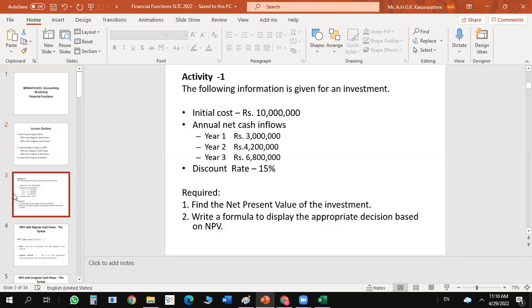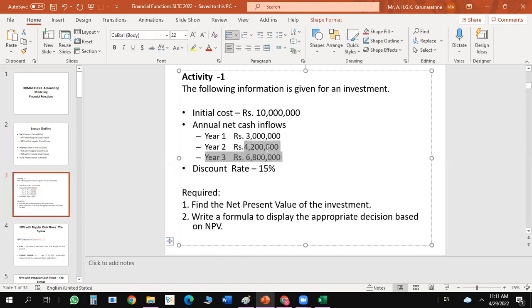So we'll have a simple example. Activity number 1. The following information is given for an investment. So this information is related to a particular investment. Let's say initial cost take 10 million. Annual net cash flows, let's say net cash inflows, are given like this. End of year 1, 3 million. End of year 2, 4.2 million. And year 3, it is 6.8 million.